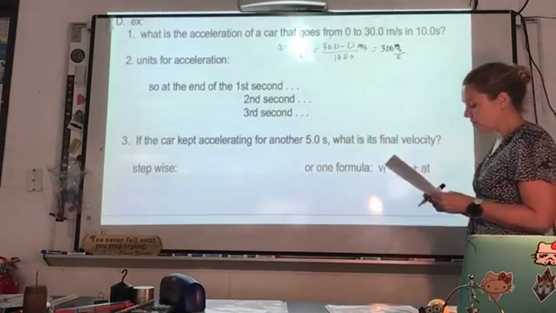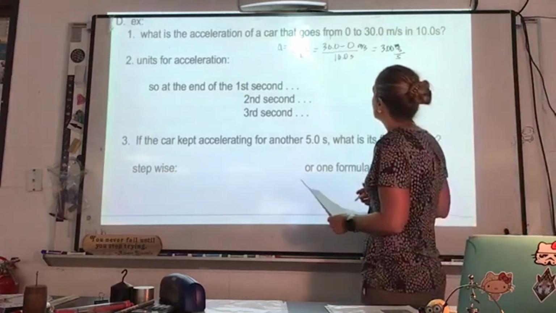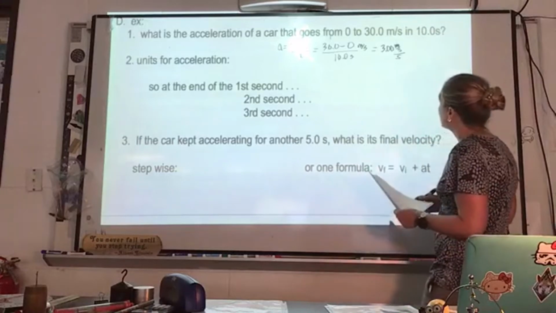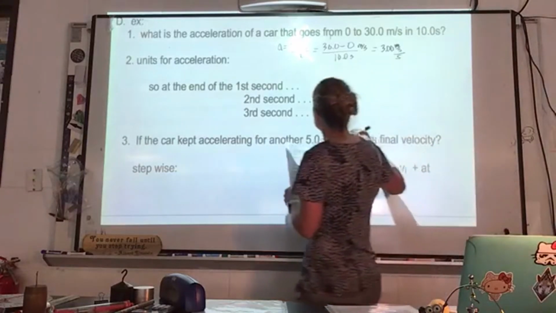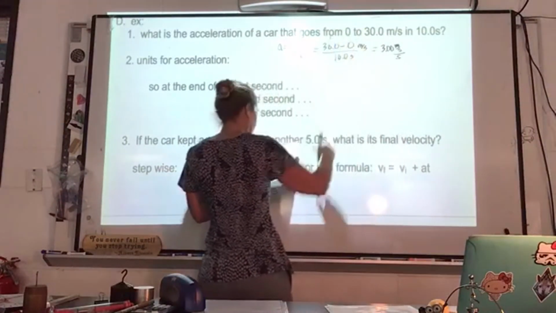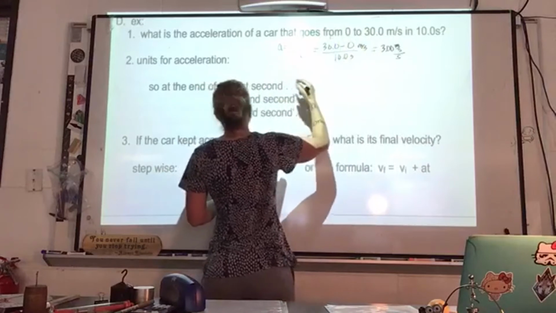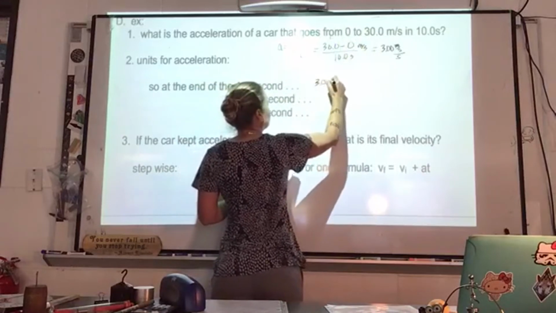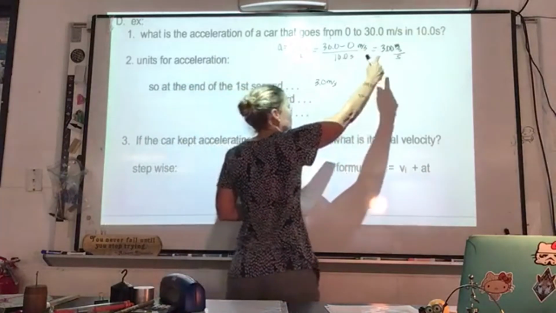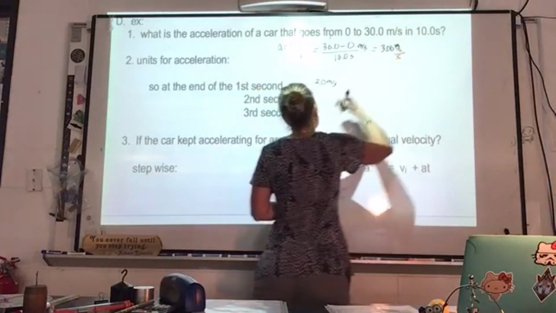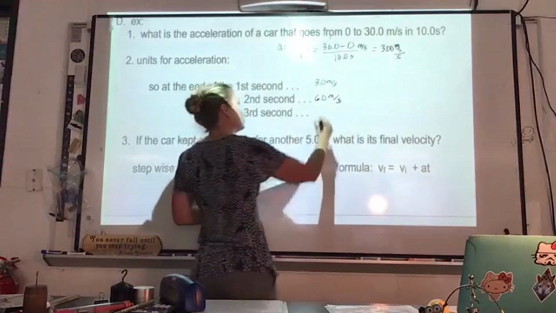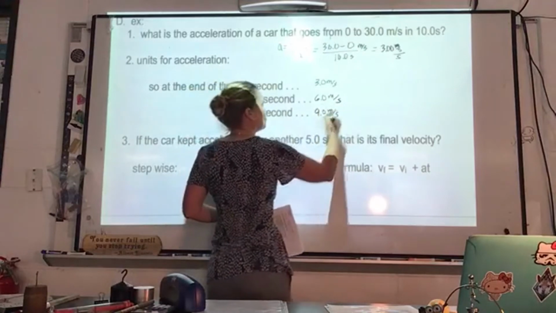Okay? Well, what is this telling us? Well, this is telling us that in the first second, we went from 0 to 3 meters per second, right? At the end of 1 second, we were going 3 meters per second. At the end of 2 seconds, if we're changing by 3 meters per second every second, then we're going 6 meters per second. And at the end of the 3rd second, we're going 9 meters per second.